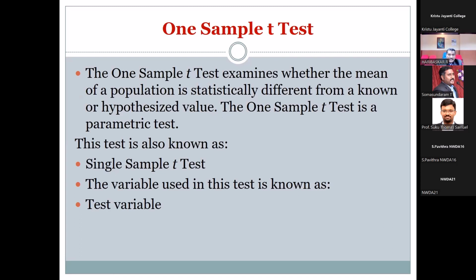So the first one is the one sample t-test. Under the one sample t-test, we take only one set of data from the population. From the same population, we take one sample, that is, one variable. That variable we test against the population. This is also called a single sample t-test, because we are taking only one variable from the data which we collected. When we use it in SPSS, I'll tell you why we call it a one sample t-test.